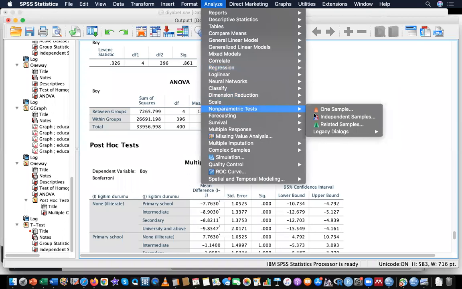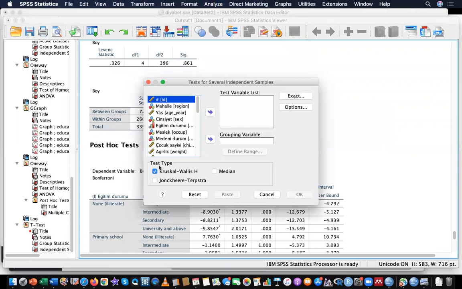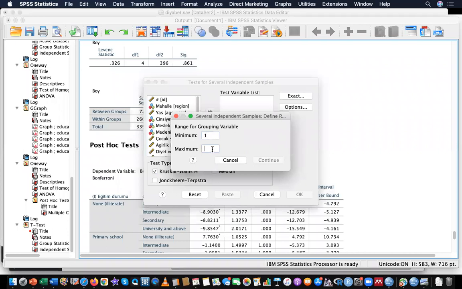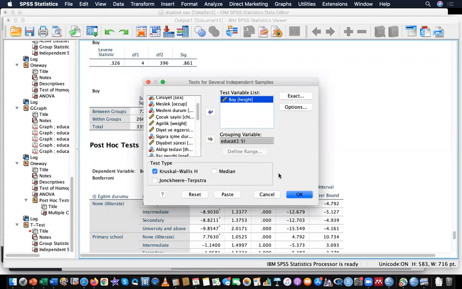Non-parametric tests, legacy dialogues, k-independent samples. Here I have the Kruskal-Wallis test. I have to compare educational levels. And the range is from 1 to 5. I have 5 different educational categories here.